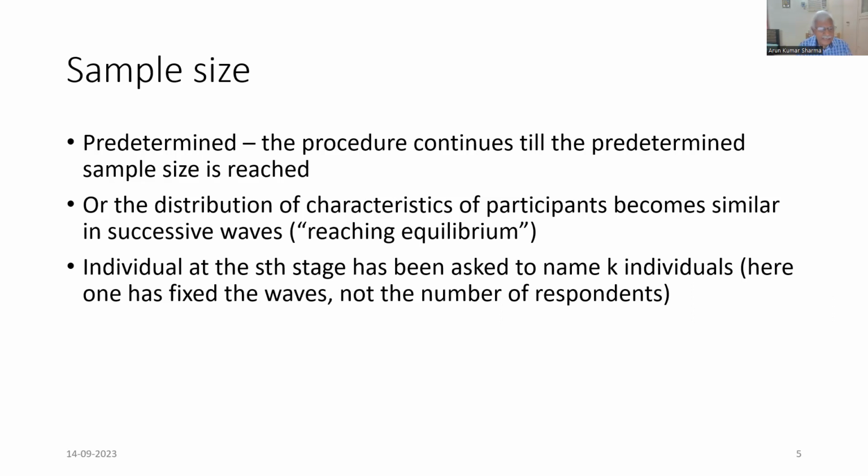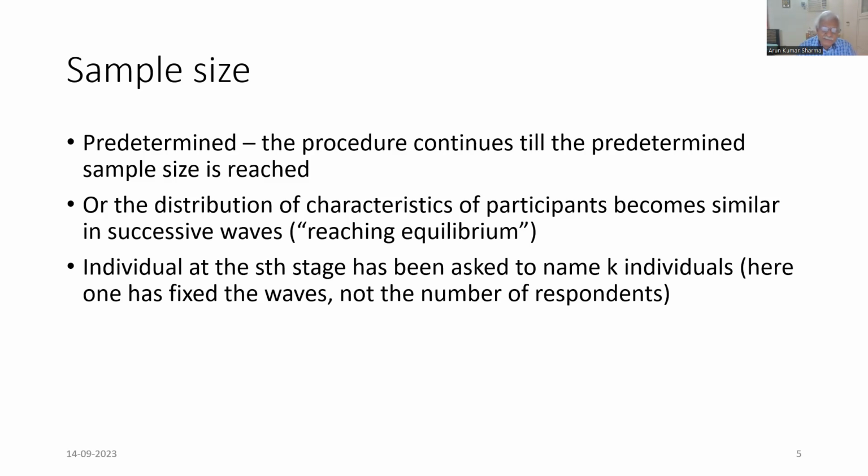like the percentage of those involved in MSM activities, and also taking precautions to prevent them from HIV/AIDS. If you find that in wave S and wave S plus 1, the percentage is the same, that is the meaning of reaching equilibrium. So once you reach the equilibrium, whether in the 10th stage or 11th stage or 12th stage, you stop the sampling. An individual at the Sth stage has been asked to name K individuals.